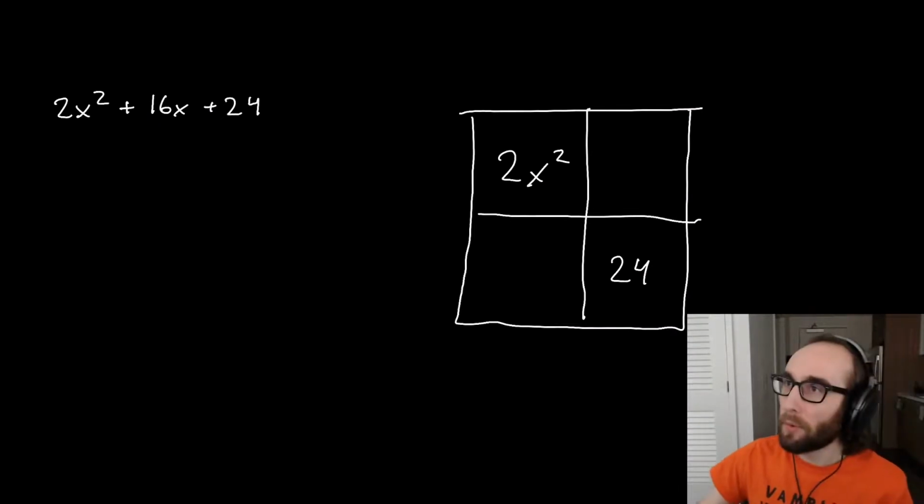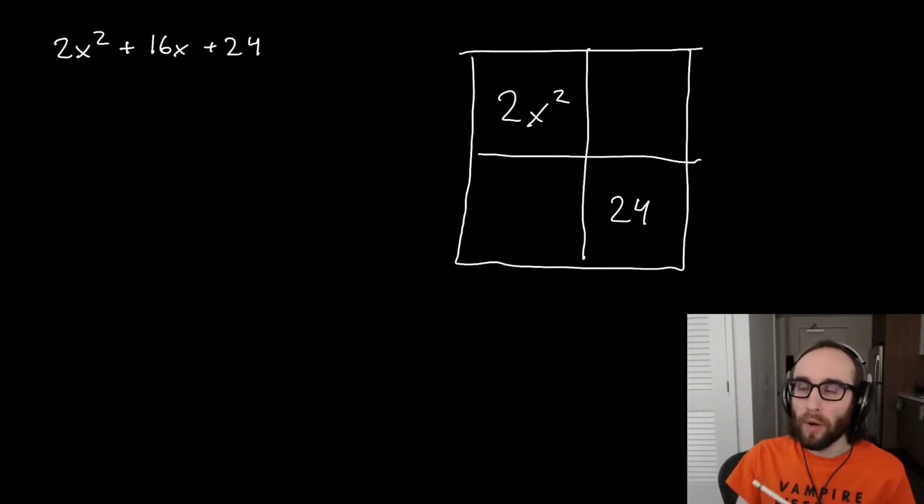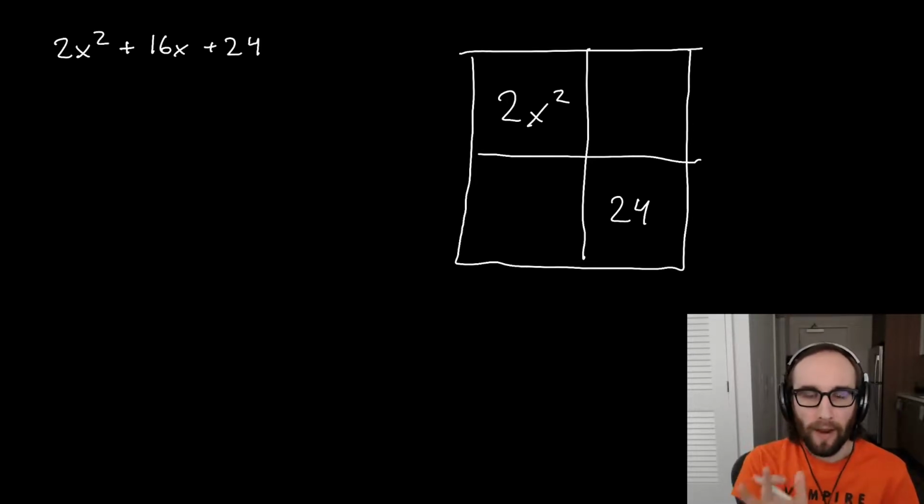Hey everyone, welcome back. In this video, we are going to learn how to factor quadratics where the leading coefficient is not equal to 1. To start off today, I want to take a look at a specific example. Let me pull up my notes really quick. Okay, cool. So we're looking at 2x squared plus 16x plus 24, and we are trying to factor this quadratic.